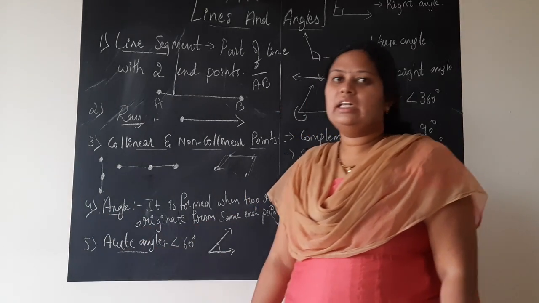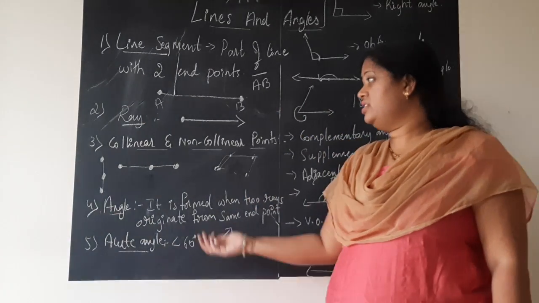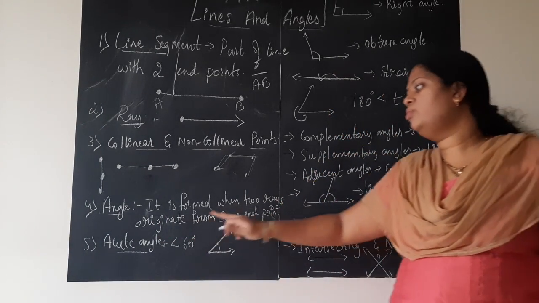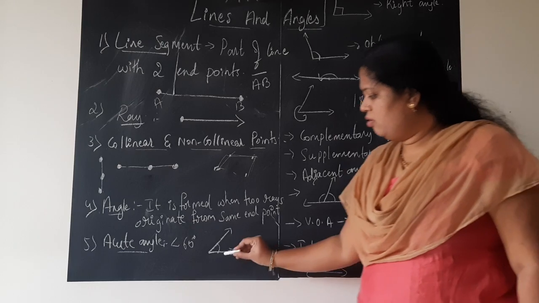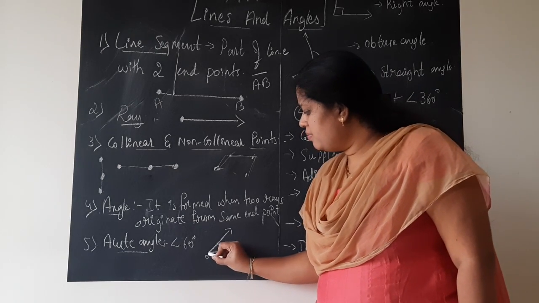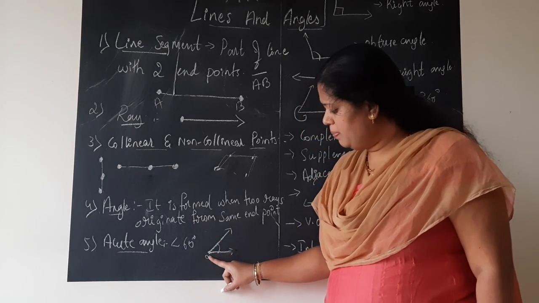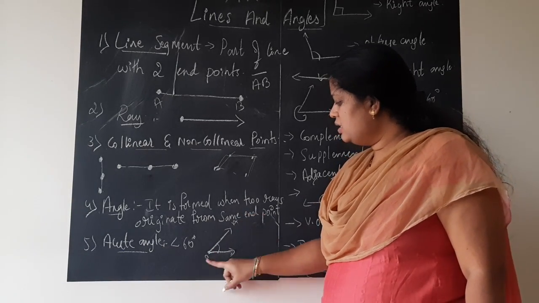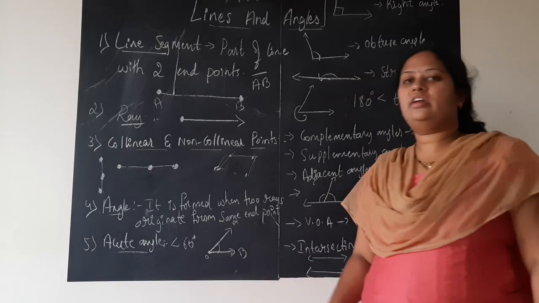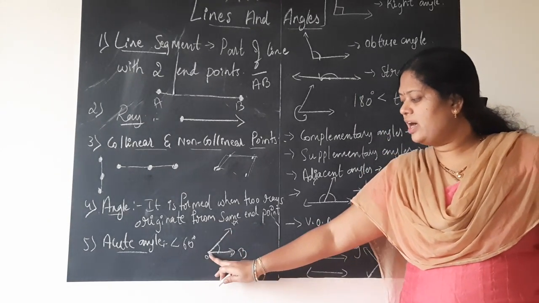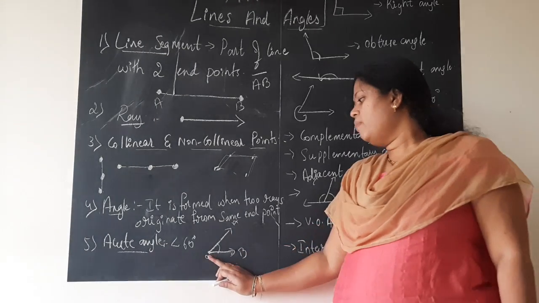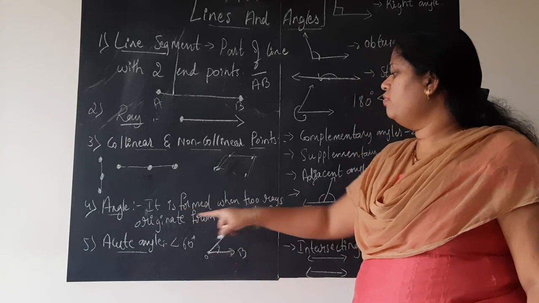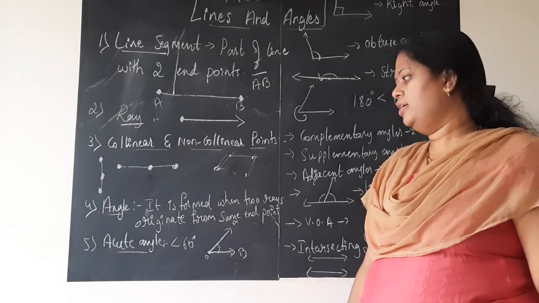Next is angle. You have been introduced to these things in lower classes itself. What is an angle? Angle is formed when two rays originate from the same point. Now, look at this figure. Suppose I mark the common point as O, from O the line OA is generating. Similarly, from O, OB is generating. So, these two line segments have a common vertex or common point. So, this forms an angle. So, angle is formed when two rays originate from the same end point.